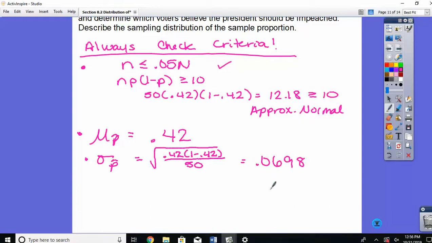So I'll get a standard deviation of 0.0698. And that's all I asked you. Describe sampling distribution, so we did it. We confirmed that we had less than 5% of the population. It is normal. We found the mean and standard deviation. Questions there?